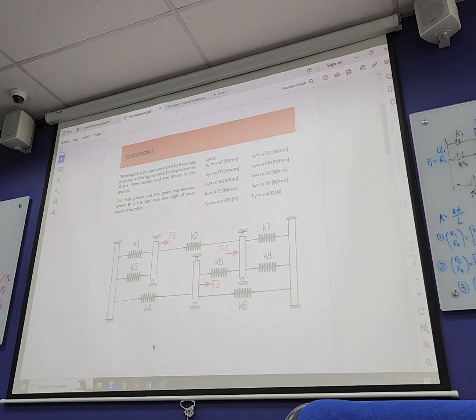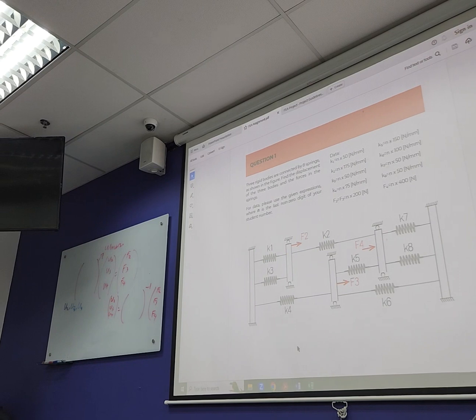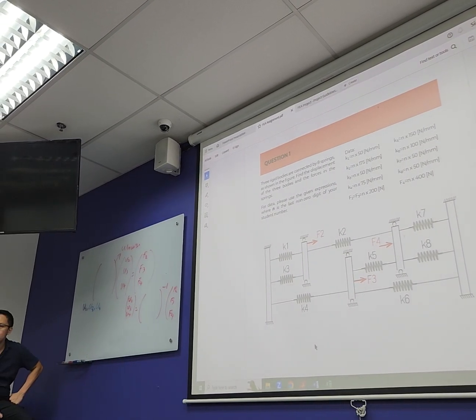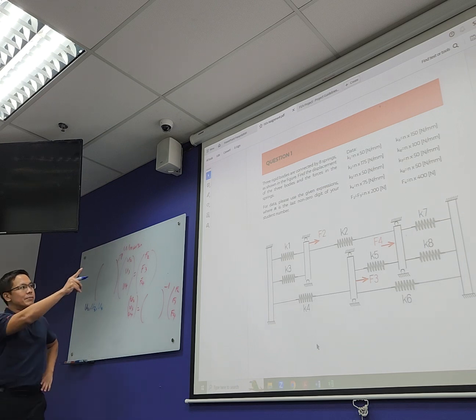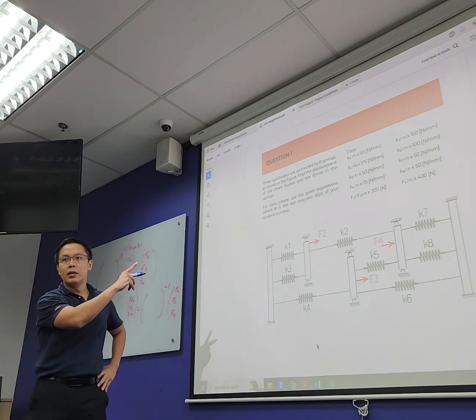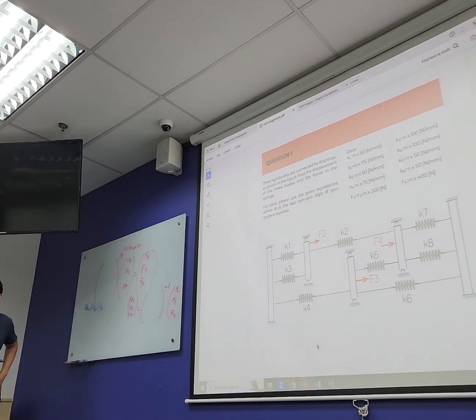U2, U3, U4. I determined U2, U3, U4 already, right? Look at the question. What is it looking for? U1. What is the question? Read the question. Find the displacement of the free body. So we have done the displacement. After that is what? Force in the spring. How do you find the force in the spring? KX.